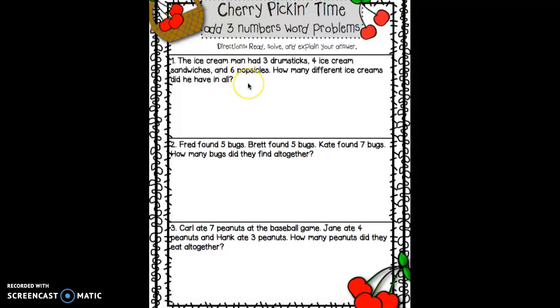Now I want you to go and underline the question. How many different ice creams did he have in all? Now I want you to box the action word, in all, to know that you are going to add all 3 of these numbers. Now I would like you to draw a picture and solve your word problem.